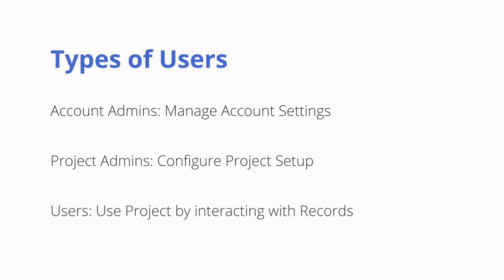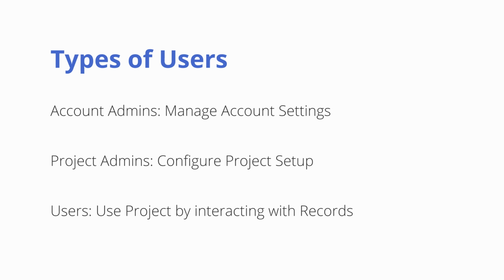There are 3 different types of users in Gridfox. There are account admins. The details of how to add these and what they can do is covered in the account management video. There is then project admins who can configure and set up your projects. And then there's the end users who interact with the project that you have configured by creating records, etc. This video is going to cover how to invite the project admins and users to your project and ensure that they have the right level of access.